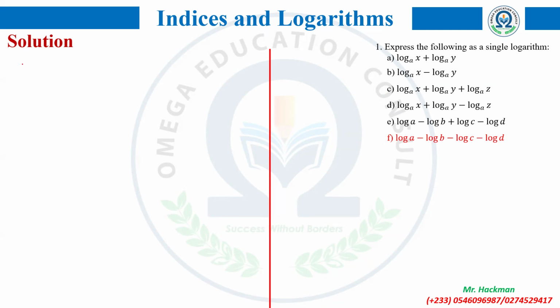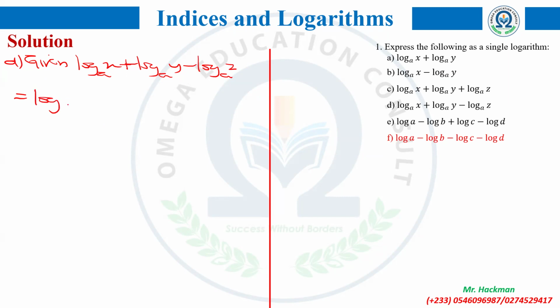So now what do we have? D. What are we given? We are given log to the base a of x plus log to the base a of y, then minus log to the base a of z. Am I right? Very good. So that's the expression we start with. Are the bases the same for all the log terms? Yes, so it means we can write it as a single log.